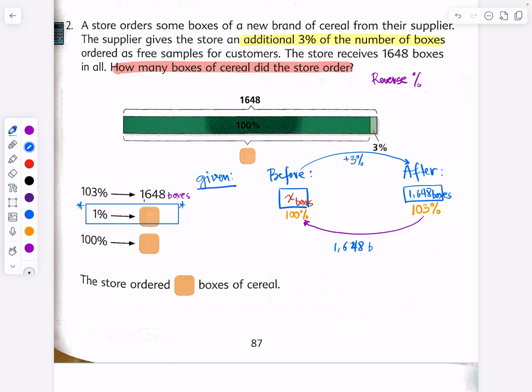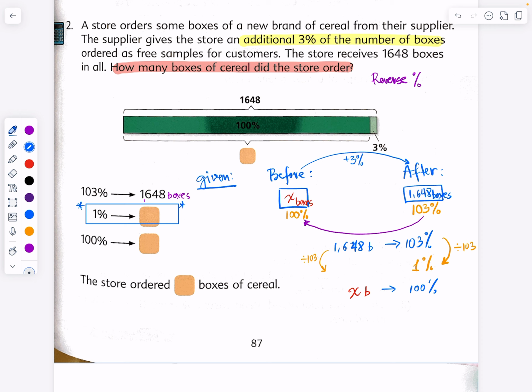1,648 boxes is 103%. What are they asking us to find? X boxes, which is the original 100% of the order. The intermediate step we must complete is we must solve 1%. How do we solve 1%? We must divide by 103. What we do on the left, we must do on the right. Divide by 103. You can look at it that way.